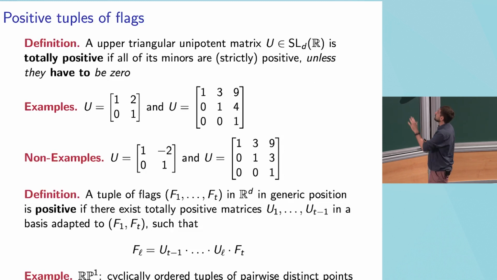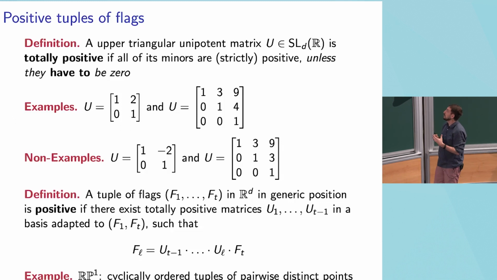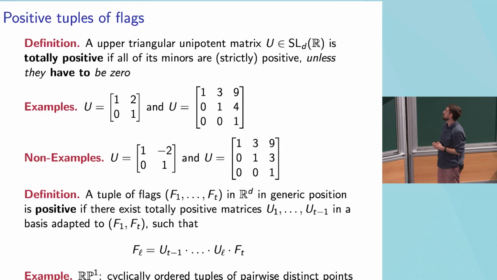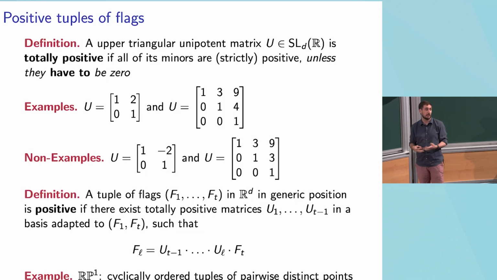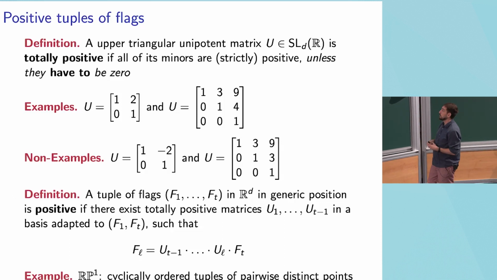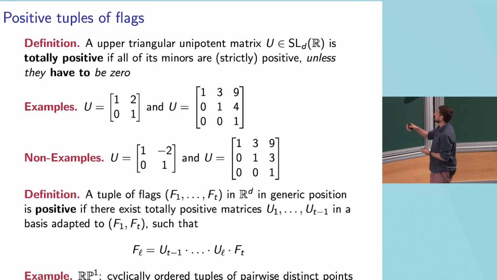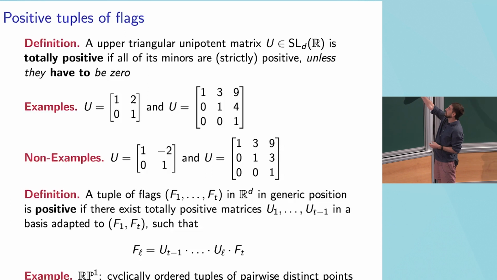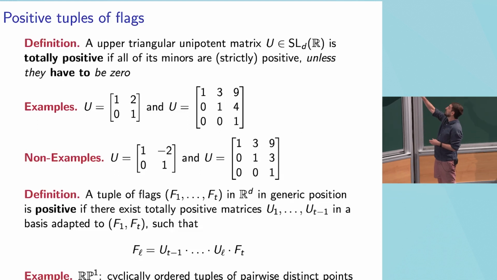So I want to first define a concept from linear algebra, which is the concept of a totally positive upper triangular unipotent matrix. So this is a matrix. It's unipotent, so some of these minors are going to be 0. But the ones that don't have to be 0, I want them to be strictly positive. So for instance, (1, 2; 0, 1) is an example. And (1, 3, 9; 0, 1, 3; 0, 0, 1) is not an example, because I have this minor where the (3, 9; 1, 3) minor is 0.